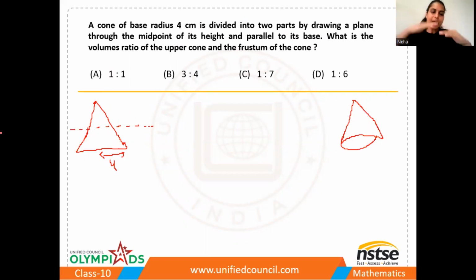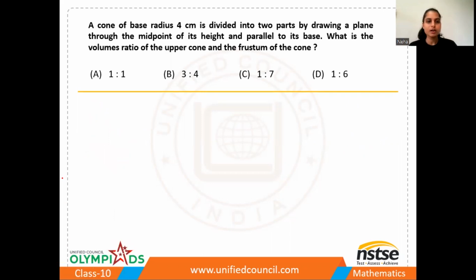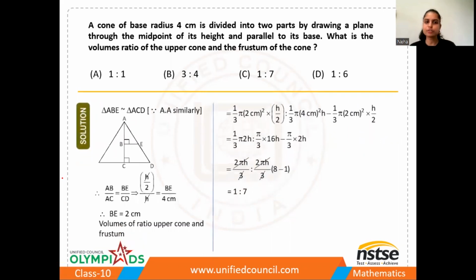So whenever I cut a cone like this, the upper part always looks like a cone, and the lower part looks like a frustum. As you can see in the diagram, the upper part is a cone and the lower part is a frustum. Clear? I think you got my point. Now let me show you the fair diagram for this question. So as you can see, this is the triangle, and I'm cutting it along the B.